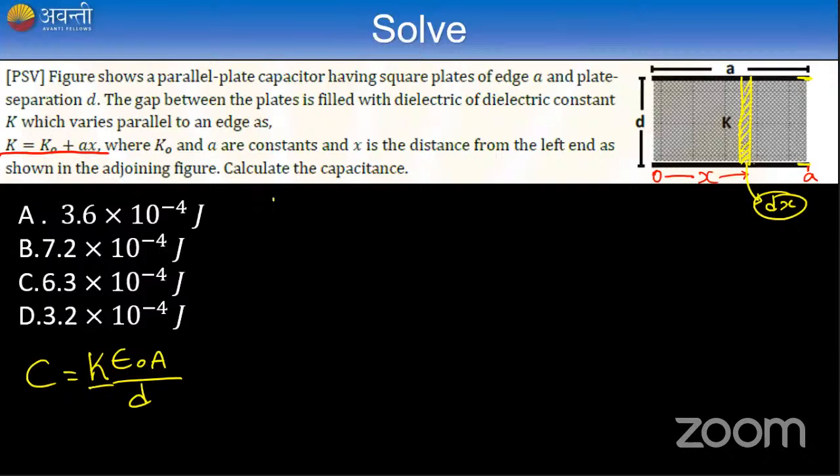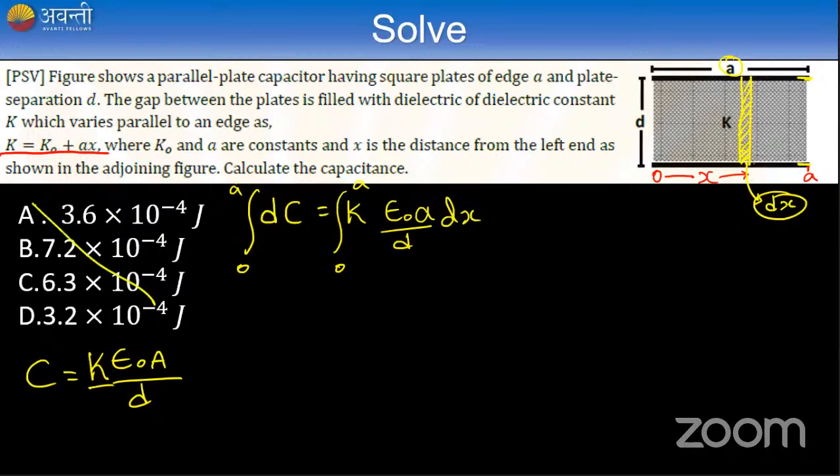So I'll write the equation of capacitance as dC is equal to K times epsilon naught A by D into dx. Here small a is the area of cross section given. D is D only, whereas my K is varying as a function of x, so I have written dx. Now try to integrate over the space 0 to a, guys. I think this was not among the options for this question. So please try to integrate and find the capacitance.